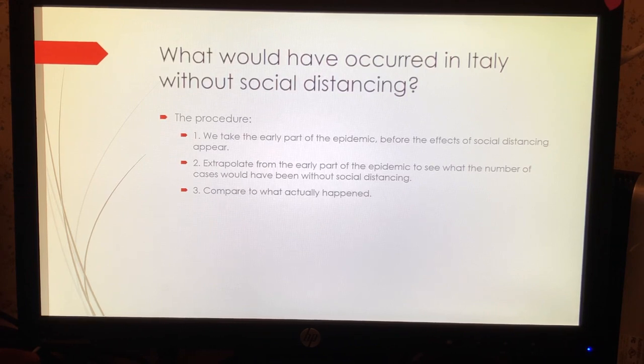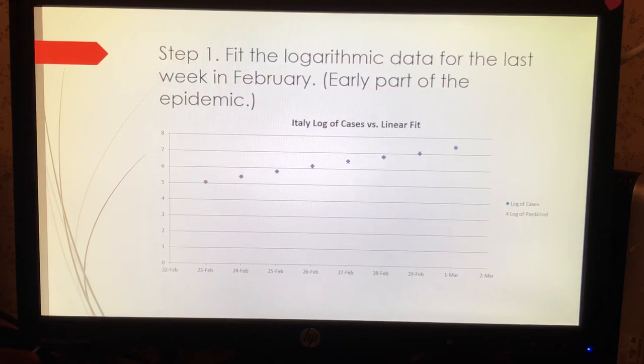And then we'll compare that to what actually happened, and we'll be able to answer the question, not only what would have occurred in Italy without social distancing, but how many cases were prevented through the social distancing measures. So here's the way that we're going to do that.